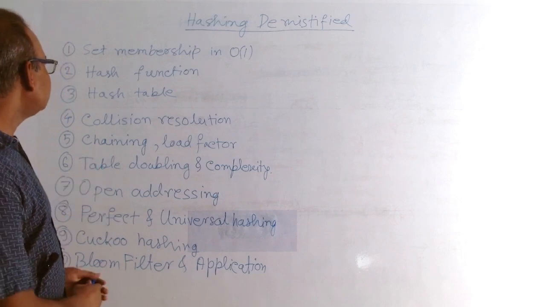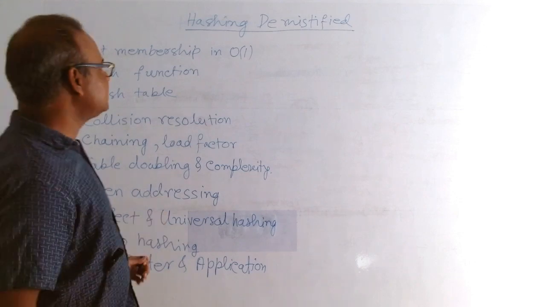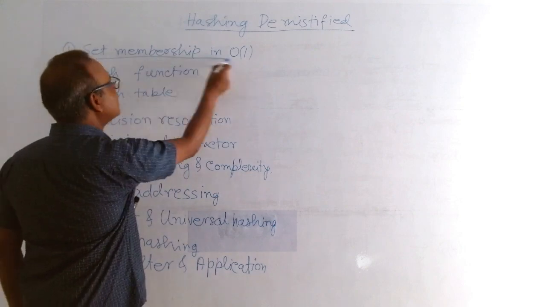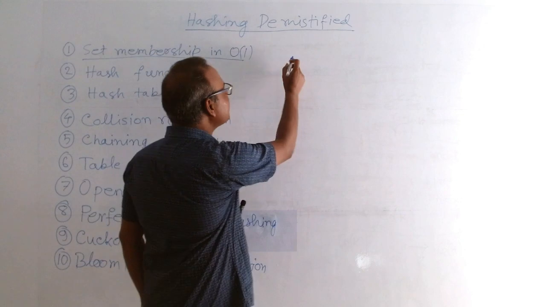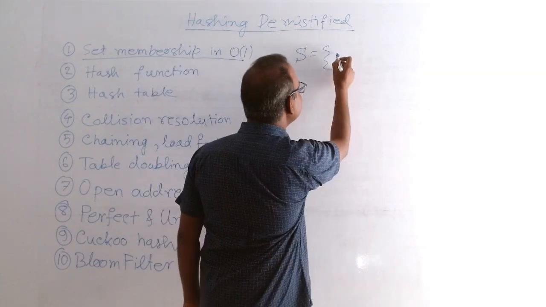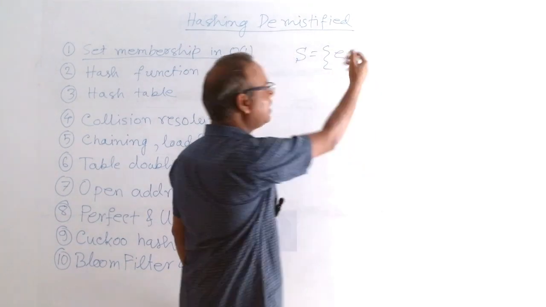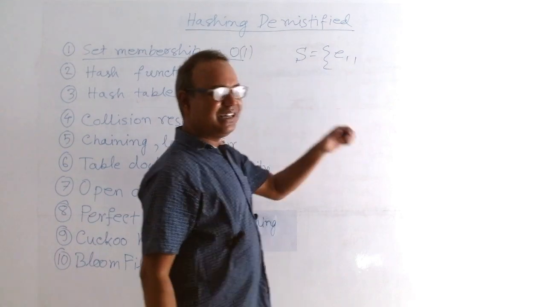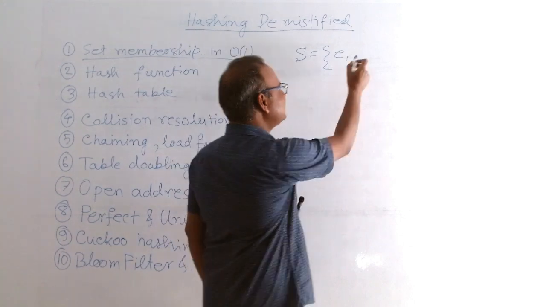So let's start with the hashing technique. First, we will start with the set membership problem. What is the set membership problem? Suppose we are given a set of elements, items. Let's say E1, E2, E3. You can write item also for the same thing.